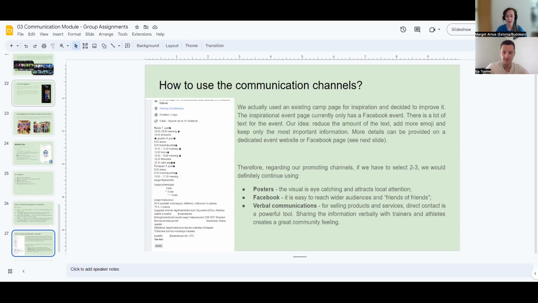And we think that the posters are visually really eye-catching and attract local attention. Then Facebook would be great to reach wider audiences, but in their Facebook campaign they had too much text. It was not easily like you look at it and you know what it is about or when it is. And also, verbal communications are really important because this kind of face-to-face direct contact creates a community feeling.